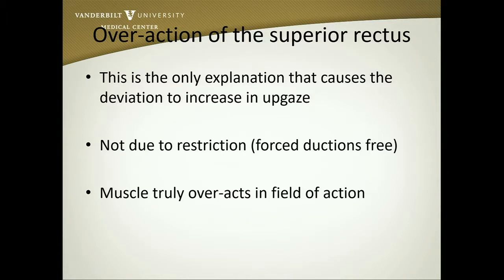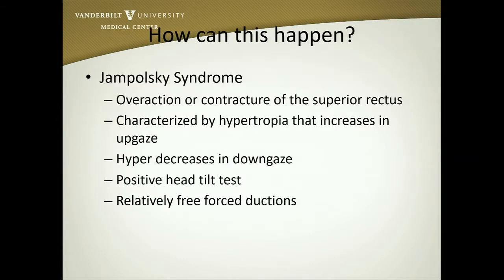He said forced ductions were free or mostly free, so conceivably it's not due to restriction. So it seems like the muscle is truly overacting in its field of action. How can that happen? There's the so-called Jampolsky syndrome, which is overaction or contraction of the superior rectus, characterized by a hypertropia that increases in up gaze and decreases in down gaze.